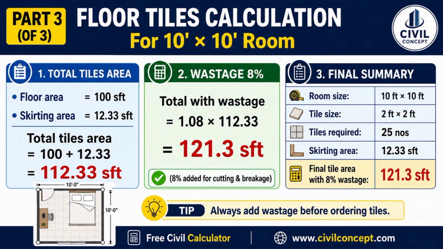So, the final answer is room size equals 10 feet by 10 feet. Tile size equals 2 feet by 2 feet. Floor tiles required equals 25 numbers. Skirting area equals 12.33 square feet. And final total tile area with 8% wastage equals 121.3 square feet. Always remember, before ordering tiles, include skirting area and wastage for cutting and breakage.